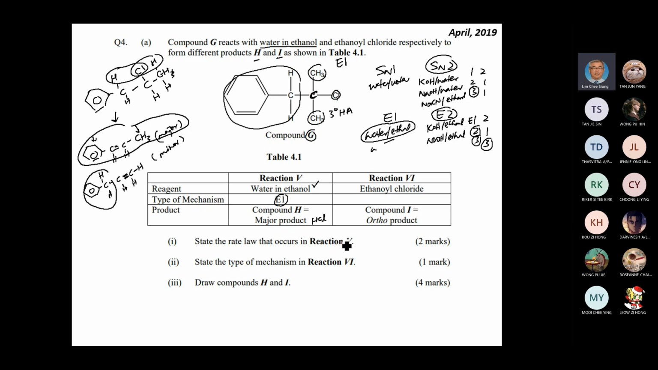State the rule that occurs in reaction 5. The rule that we are going to use is Zaitsev's rule. State the type of mechanism in reaction 6. Reaction 6 looks so familiar, but to know how to do it, have a look. Ethanoyl chloride: eth for 2 carbons, chloride Cl. Ethanoyl is under acid highlight, topic number 8. Then this compound undergoes a mechanism to form compound I. It means this compound, I rub it first. Look here.